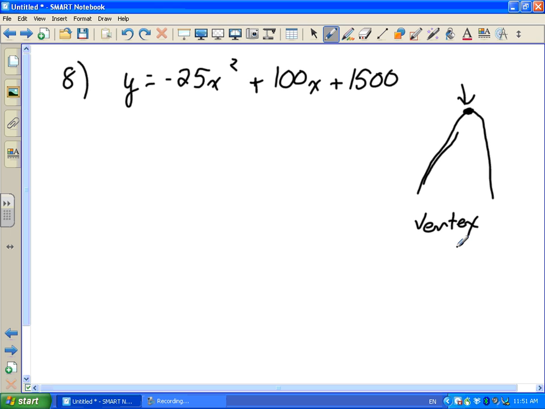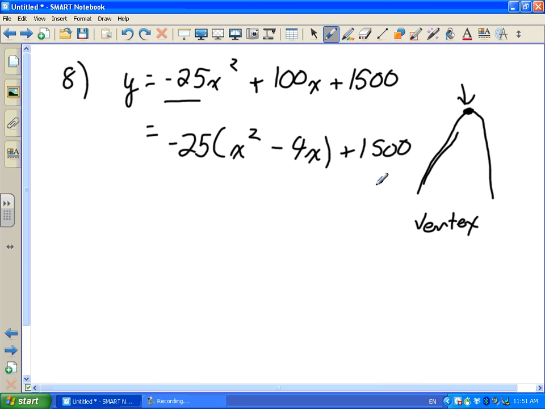I got to change it to vertex form. And in order to do that, what's the process called? Completing the square. Thank you. One person got it. Oh, that's good. Okay. I need to turn this into vertex form. In other words, I have to complete the square. So, I divide my first two terms by our A here. So I take negative 25 out. This becomes x squared. This becomes negative 4x. Many of you would have said positive 4x. That's fine. I would have accepted that.